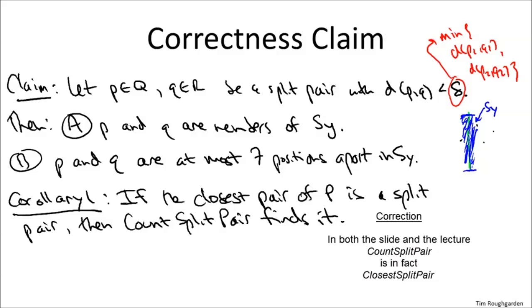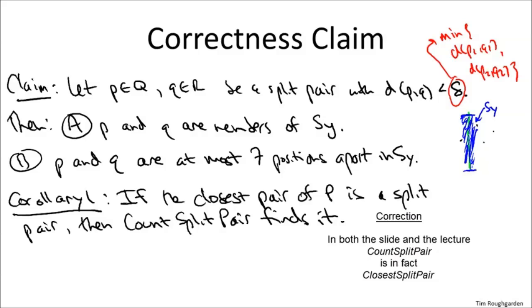Now, what's the content of the claim? Well, the claim is guaranteeing that every potentially interesting split pair of points, namely every split pair of points with distance less than delta, meets both of the criteria which are necessary to be examined by the count split pair subroutine. So first of all, and this is the content of part A, if you have an interesting split pair of points with distance less than delta, then they'll both survive the filtering step. They'll both make it into the array SY. Part A says that. Part B says they're almost adjacent in SY. So if you have an interesting split pair of points, meaning it has distance less than delta, then they will in fact be at most 7 positions apart.